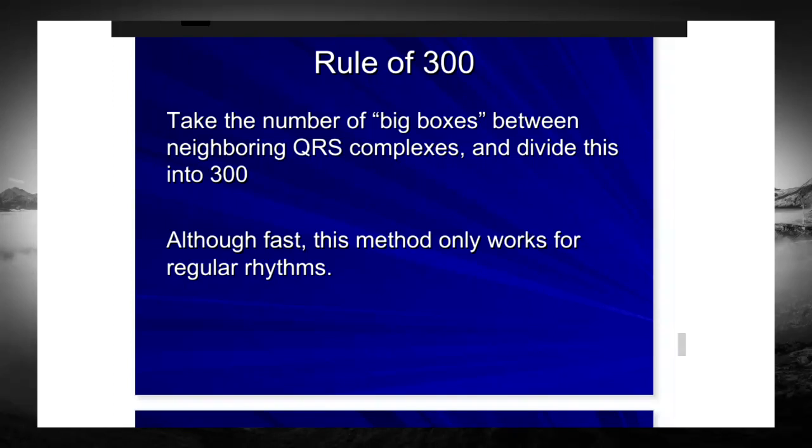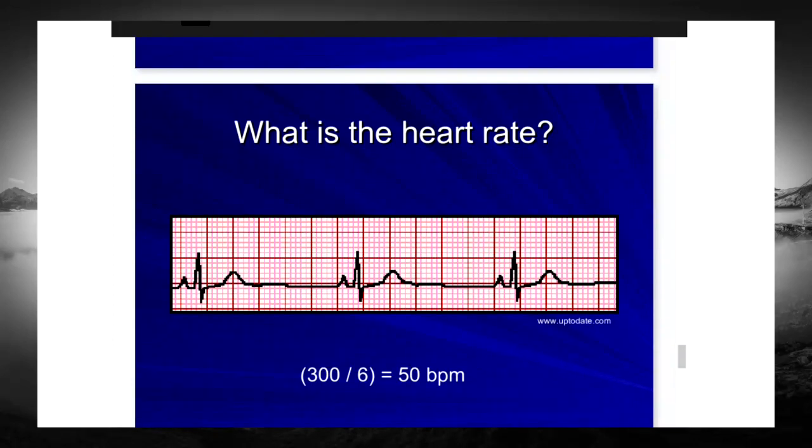Although fast, this method really only works for regular rhythms, because if I have an irregular rhythm, my R is no longer going to be doing this every time, right? My R wave is going to be here, and then spaced out, and then here, and then spaced out, and then here. And if I'm doing that, all I'm doing is getting the heart rate for that one beat, or those 2 beats. So you have to have a regular rhythm to be able to use this rule.